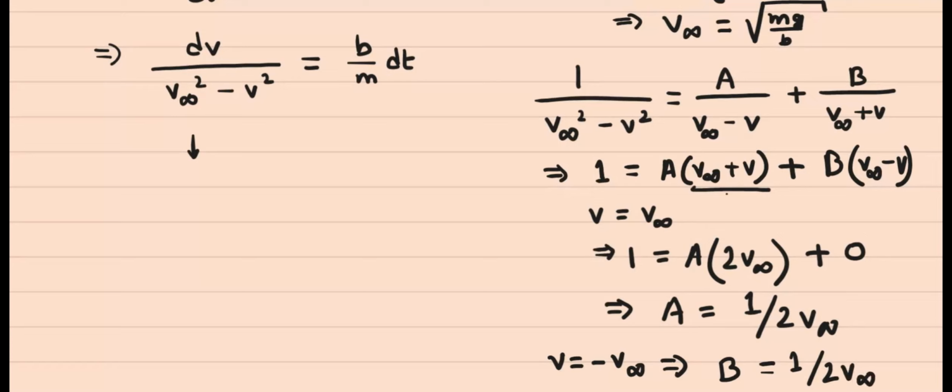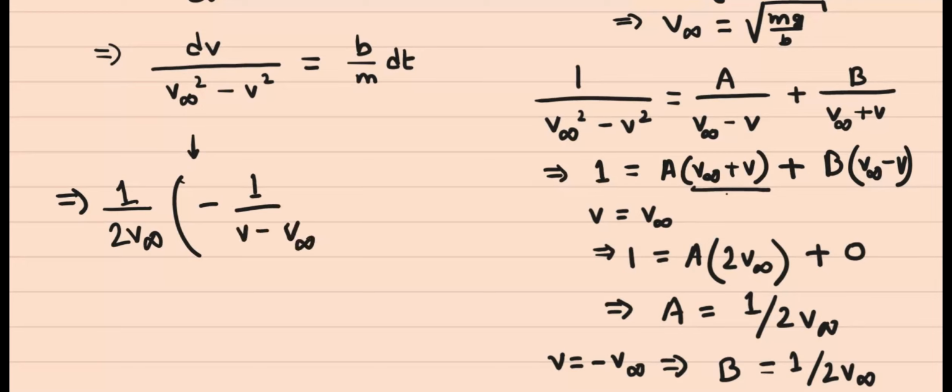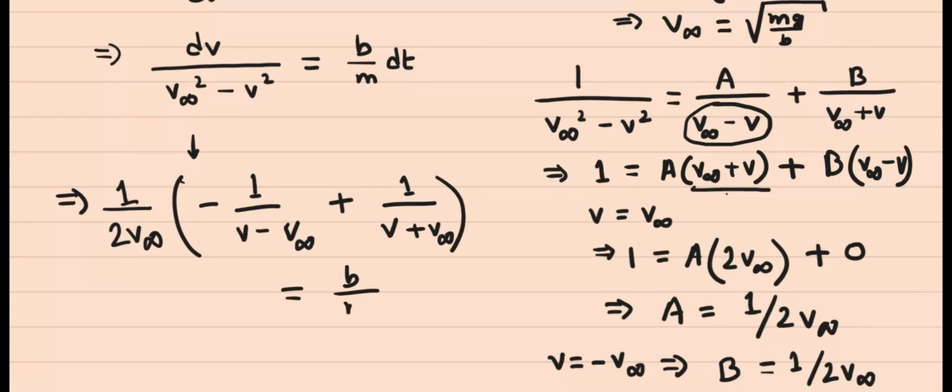So what do we have? We have 1 over 2 v infinity times, well, I could say minus 1 over v minus v infinity. See, I have taken out a minus sign from here, and then the second term is 1 over v plus v infinity, and that is equal to b divided by m dt. Well, I've forgotten a dv here.